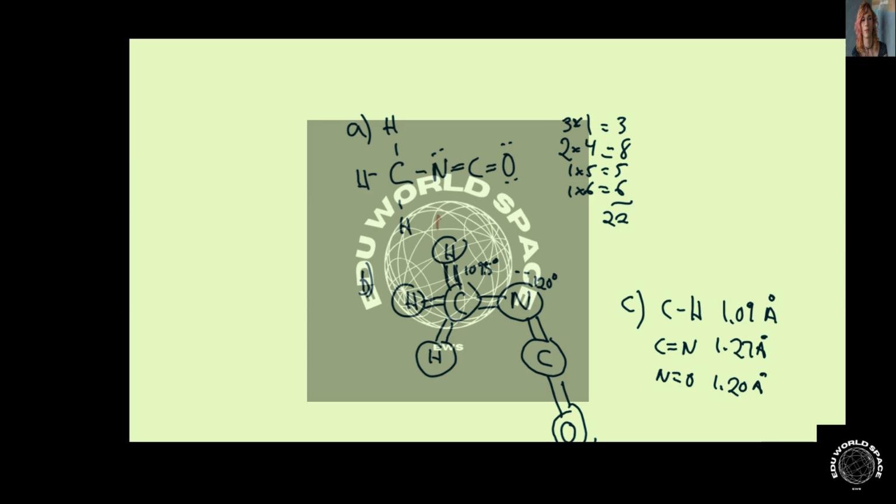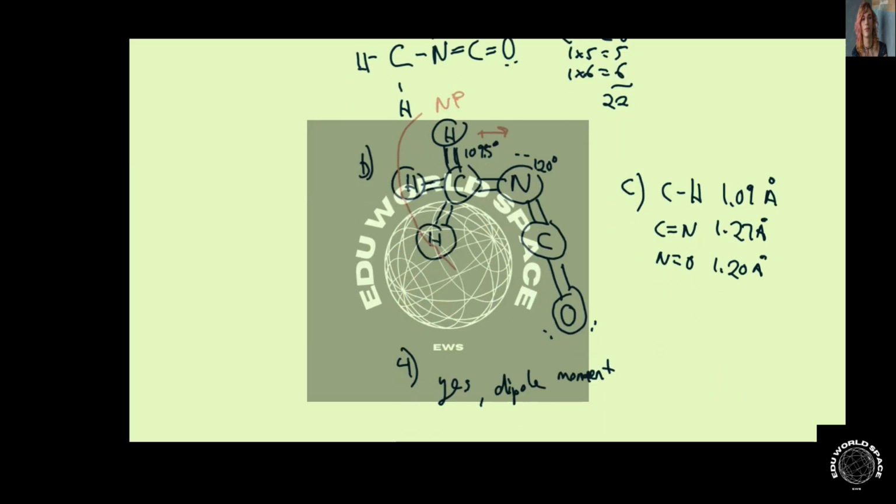So this part over here is nonpolar because it's all C to H bonds. C to H is nonpolar. C to N is a little bit polar, just a little one going that way. Same thing here, N to C. There's just a little one going that way, but C to O is a fairly significant dipole.